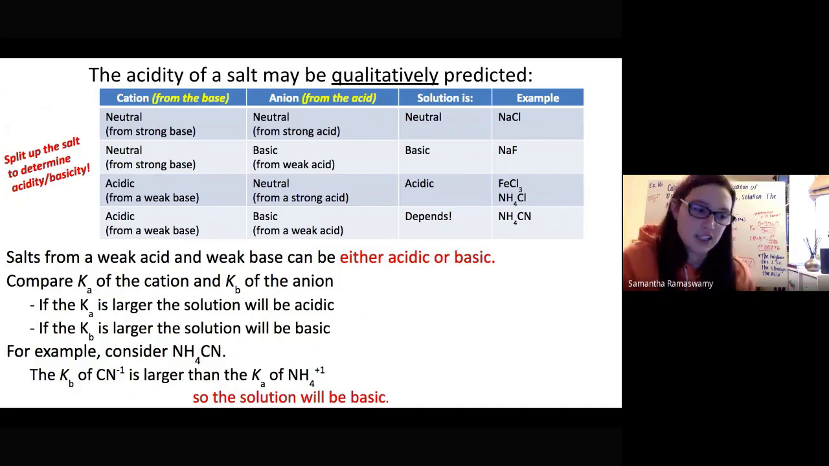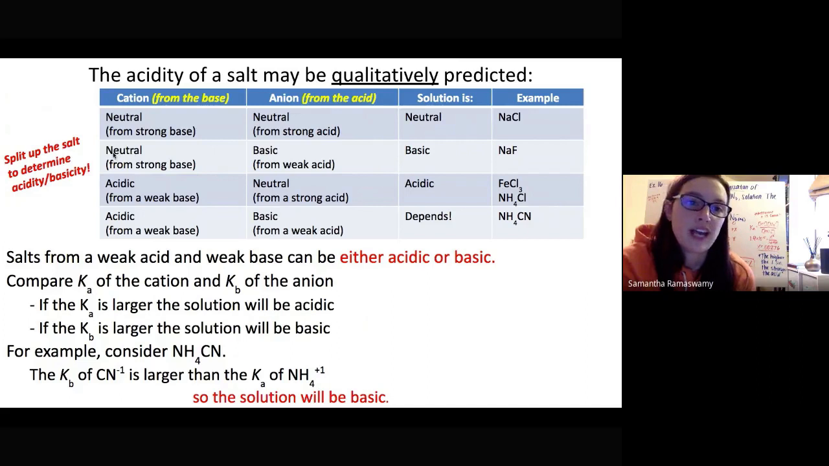And again, it just takes lots of practice. But if you have, for example, a neutral cation and a neutral anion, that's going to give us a neutral salt. Because if the cation comes from a strong base, it's neutral. The anion comes from a strong acid, it's neutral. An example is NaCl.